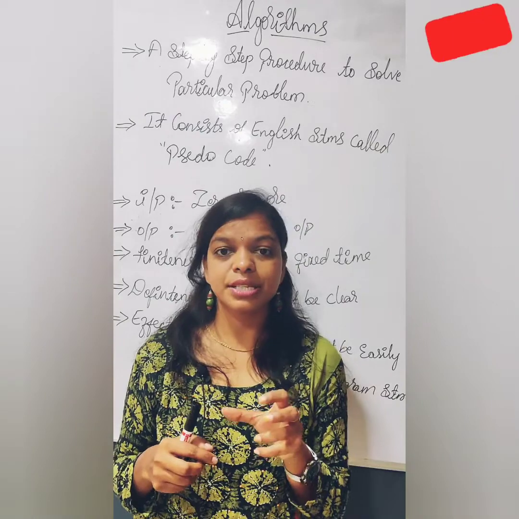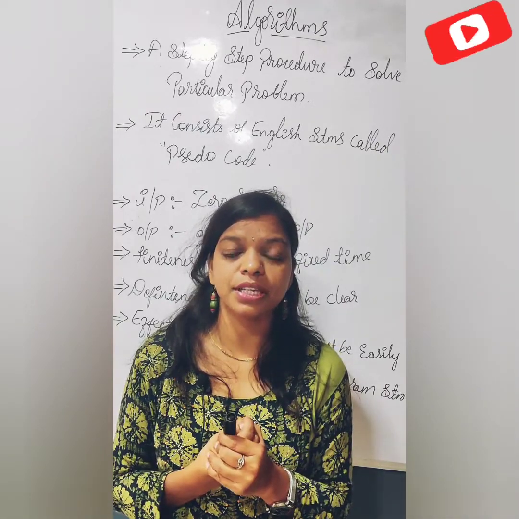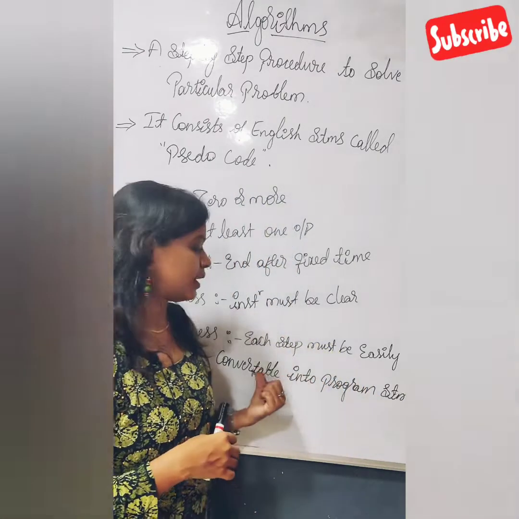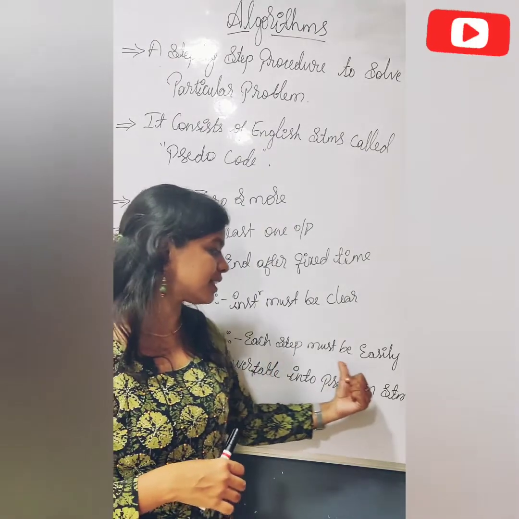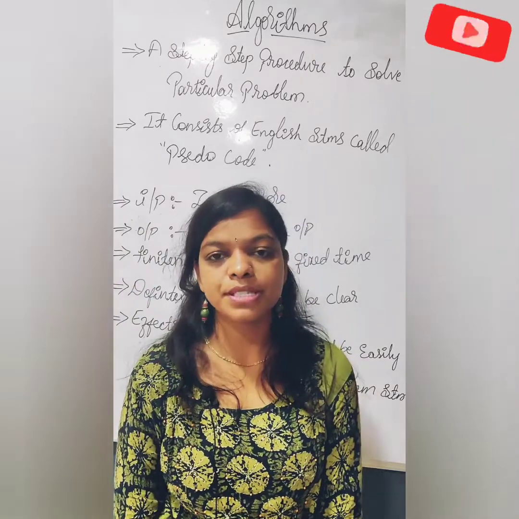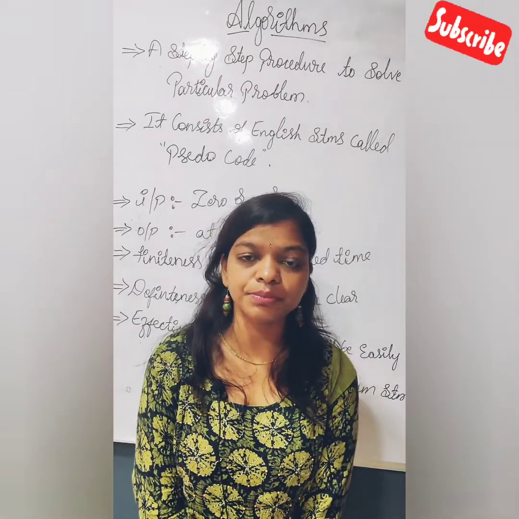We have to show which step is for the input, which step is for the output, which step is showing the processing. All those parts will be shown in the effectiveness. That is what is meant by effectiveness. Effectiveness is nothing but each step must be easily convertible into a program statement. So these are some properties of the algorithm.